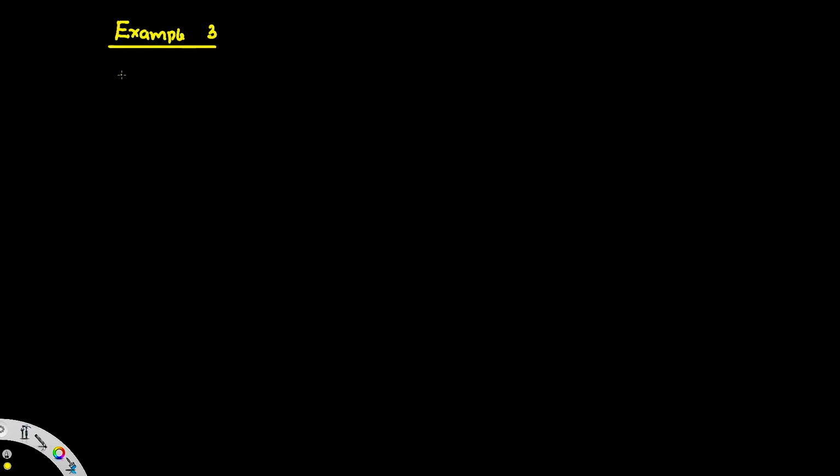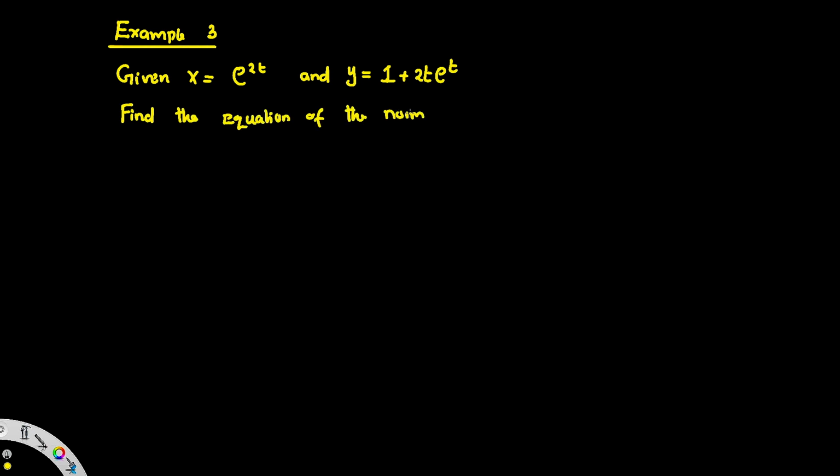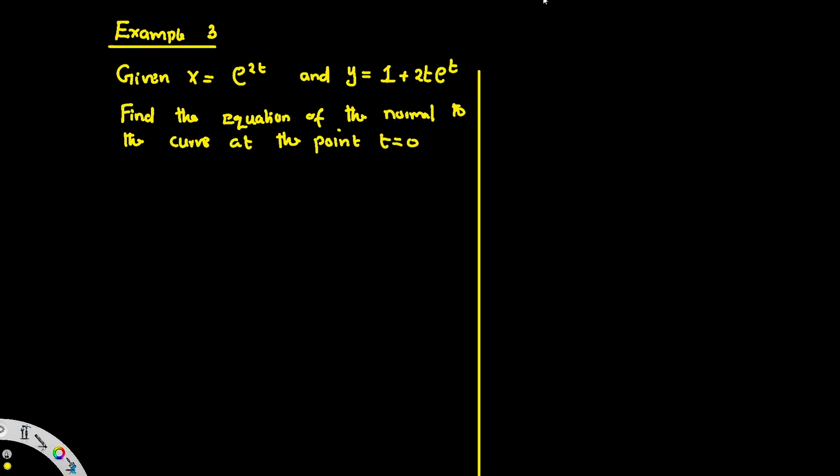We are given these parametric equations, and we are supposed to find the equation of the normal to the curve at the point t equals 0. So the starting point here is first to differentiate this parametric equation. So dy/dt is going to be the first term. If you differentiate it, you get 0.